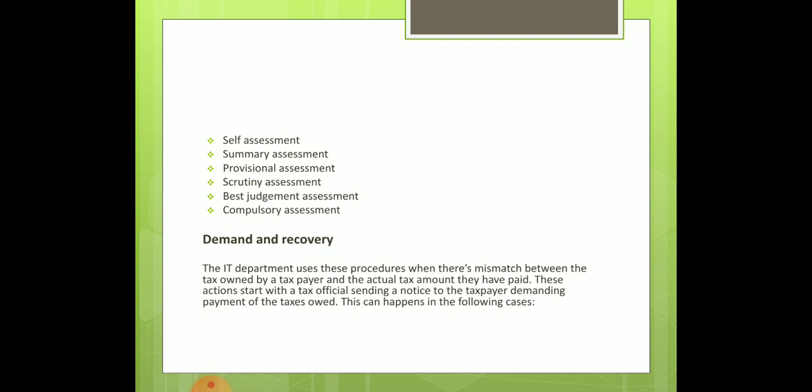Next, best judgment assessment, where we should give the best judgment on how the company should proceed, and whatever suggestion we give should be given as the best judgment.